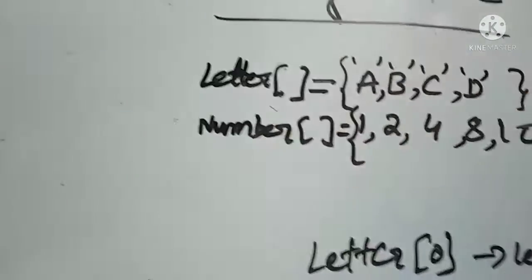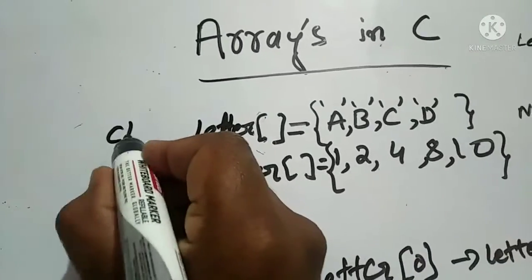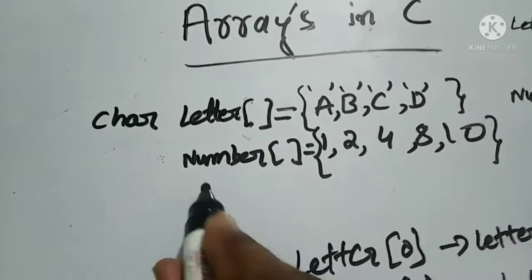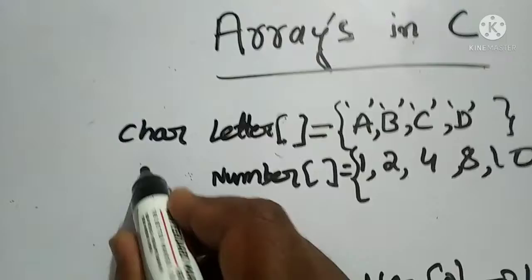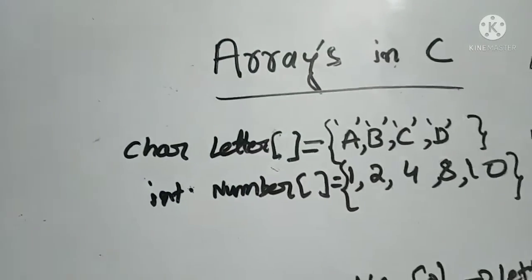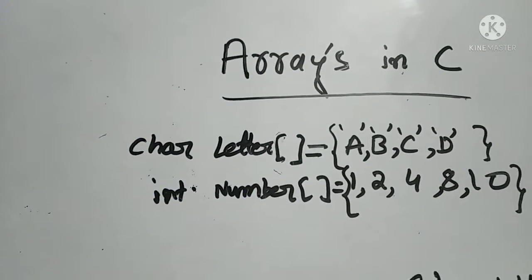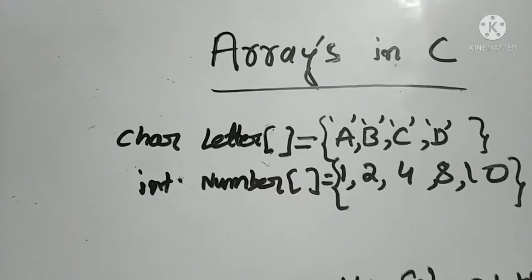So these all are of the same data type called character. And these all are of the same data type called integer. Okay, so this is about your array.